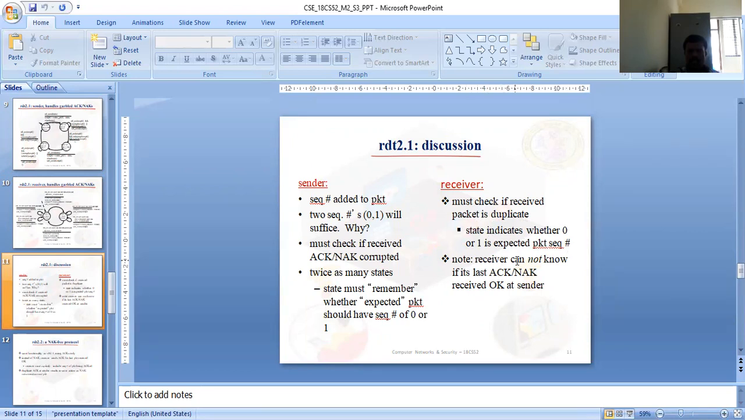Note the receiver cannot know whether its last acknowledgement or negative acknowledgement was received correctly. When a positive acknowledgement is received, the packet has been delivered correctly to the destination. If the packet is not delivered, or if it is corrupted, the receiver sends back a negative acknowledgement. So that is how it works at the sender.